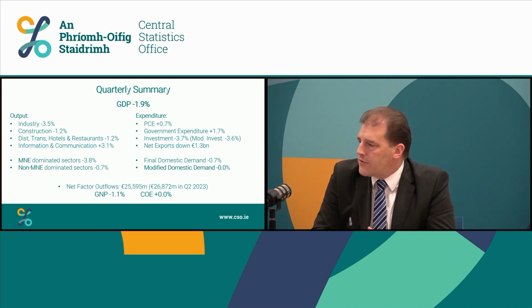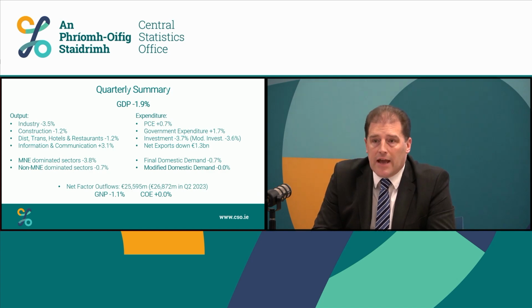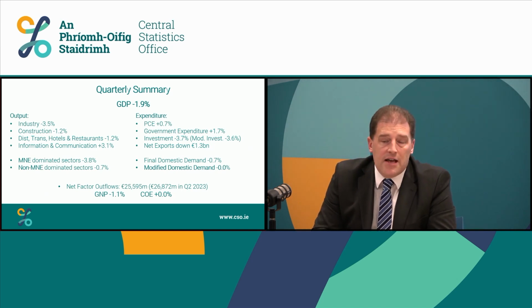So our summary of the Q&A is GDP down 1.9%. On the output side, we see that it's industry driving that, with some increases in ICT, but the run of domestic sectors like construction and distribution, transport, hotels and restaurants are down, giving an overall result of M&Es down 3.8%, and the run of domestic sectors down 0.7%.